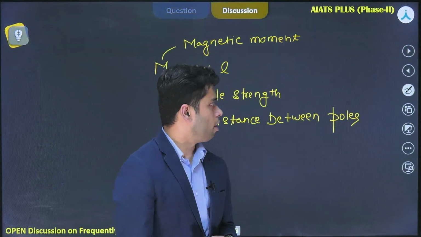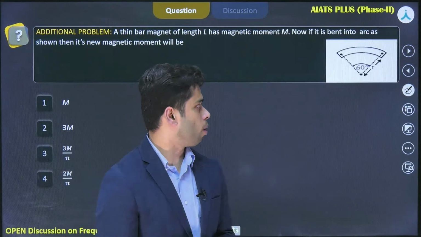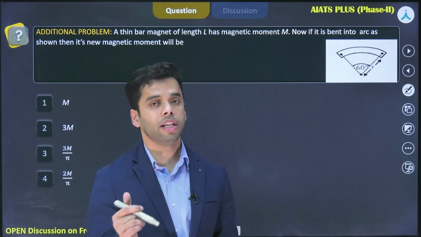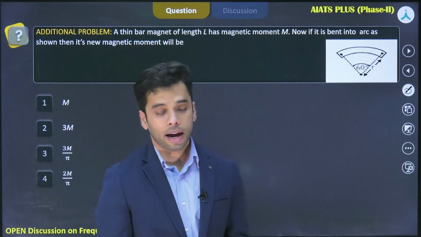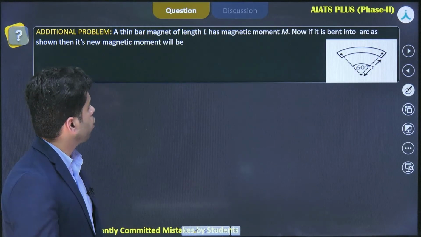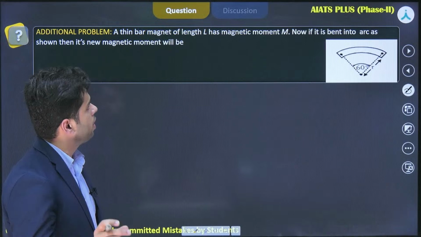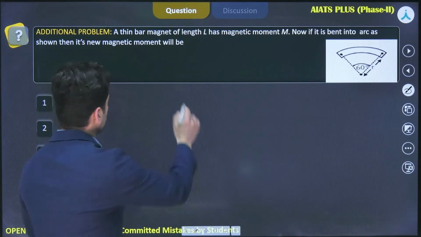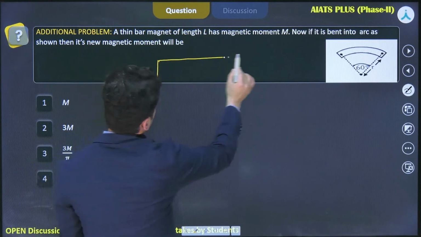Now, if you understood this problem, have a look at this problem. This is a problem from the actual NEET examinations, right? Let me go through the problem for you. It says that a thin bar magnet of length L has magnetic moment capital M. So you have a thin bar magnet. Let me draw the bar magnet for you first.